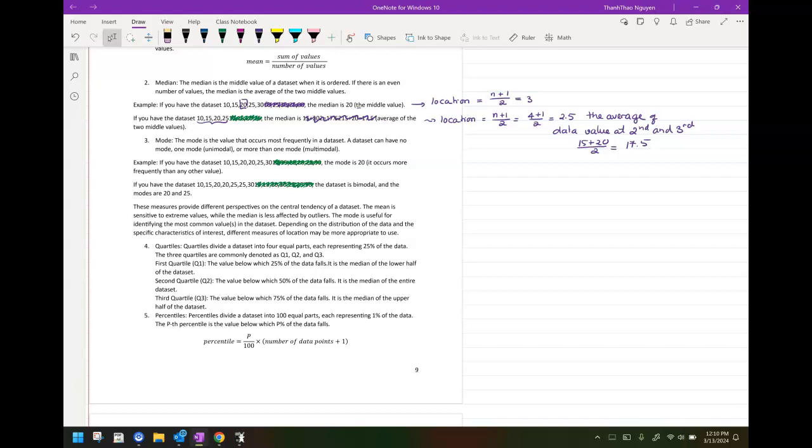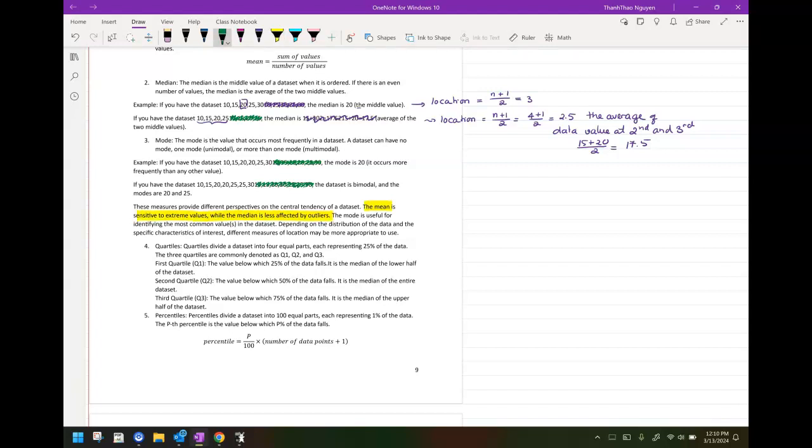Okay. Now let's backtrack a little bit. We said here this measure provides different perspectives on the central tendency of a data set. The mean is sensitive to the extreme value, while the median is less affected by the outlier. So let's talk about that for a little bit.